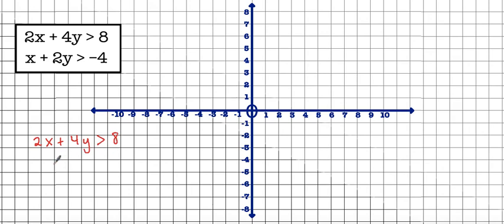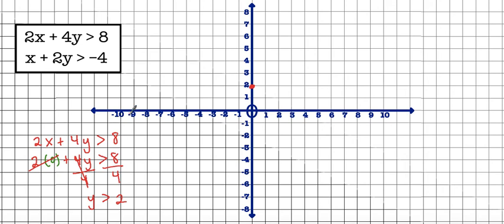So if we want to find our y-intercept, we're going to substitute x with 0. Two times 0 is 0, so we end up with 4y is greater than 8. So we want to get y by itself, so we're going to divide both sides by 4. So we end up with y is greater than 8 divided by 4 is 2. So our y-intercept is 2. So that's where it crosses the y-axis.